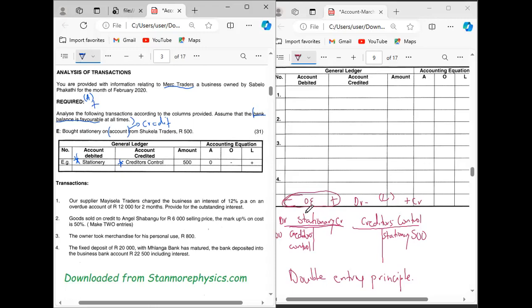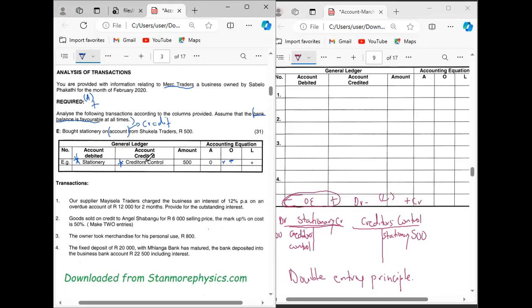owner's equity. And how is owner's equity going to be affected? Owner's equity will be affected on the negative side, because stationery was recorded on the negative side. And then we are going to put our negative sign. This is our negative sign. And then we move on.